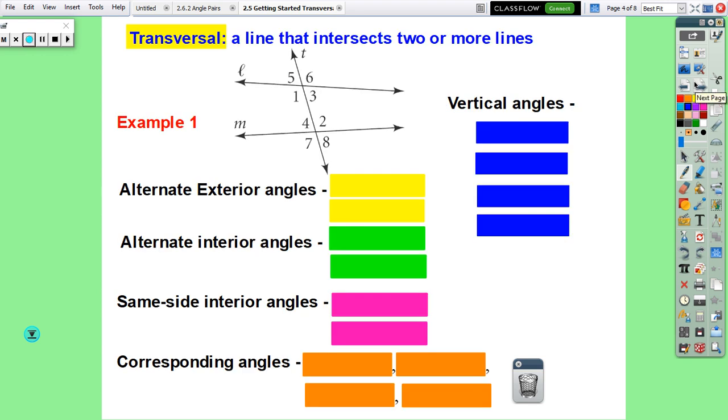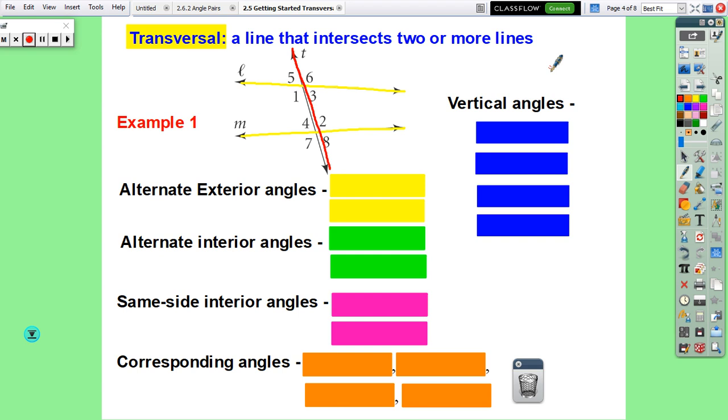Okay, so a transversal is a line that intersects two or more lines. So if we look up here, we have a line right here, and we have a line right here, and this line would be our transversal. Okay, these two yellow lines can't be the transversal because they only intersect one line each. This one has to be the transversal because it intersects two lines.